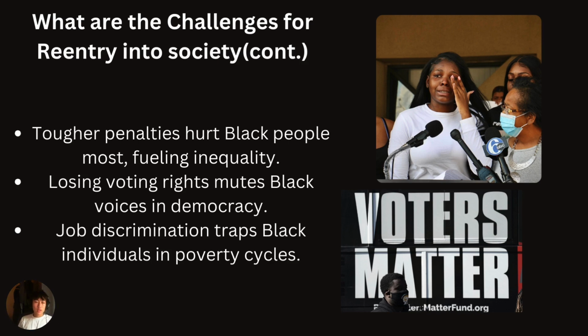Because these black individuals that did crimes are often poor, which is the main reason why they did the crime, they are now trying to fix their lives and get a job. But because they were convicts, now it's a real struggle for them to be able to apply and actually receive that job.